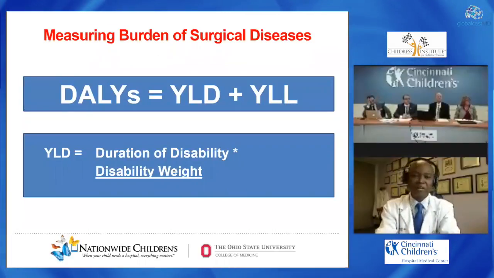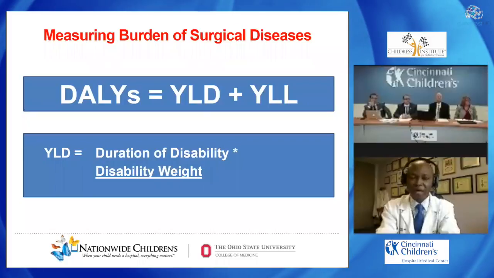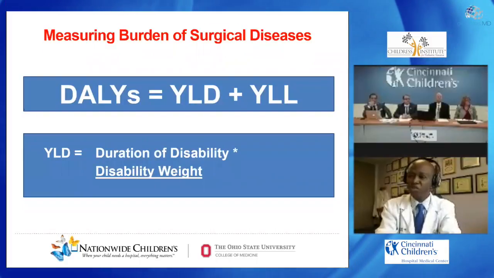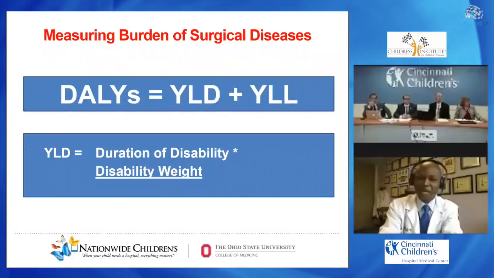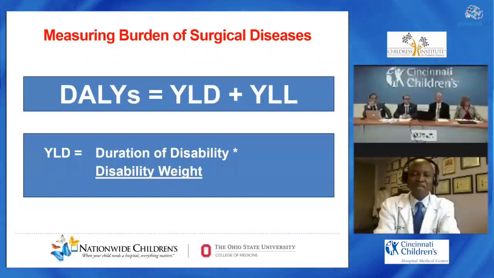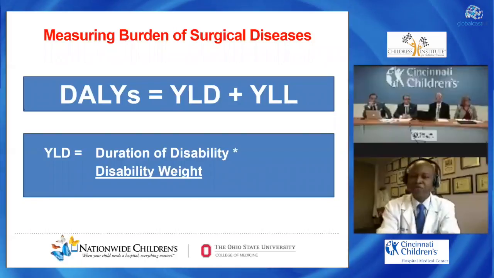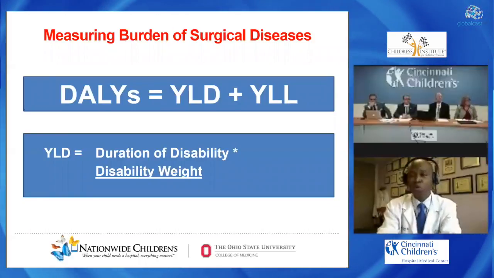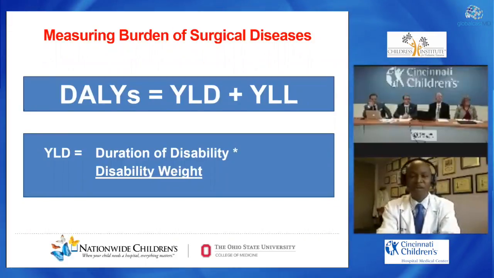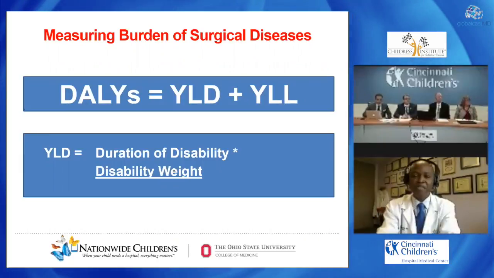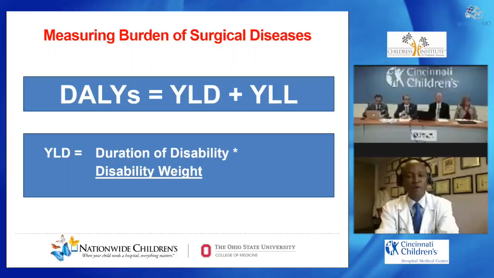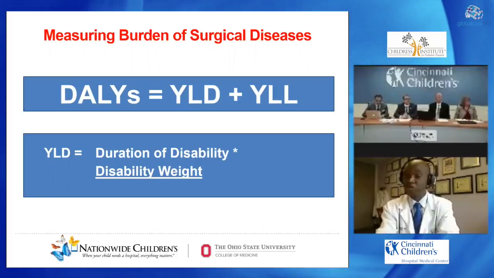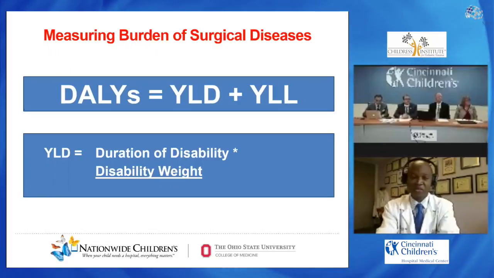In practice, to increase the accuracy of the YLD estimates, one has to take into account the duration of disability and also factor in a disability weight. A disability weight reflects the severity of disease on a scale from 0, which is perfect health, to 1, which is equivalent to death. Also, just to point out that there has been considerable controversy about DALYs in general and whether it is the best methodology to measure burden of the surgical diseases.